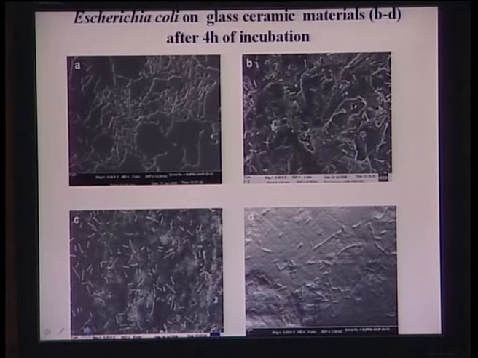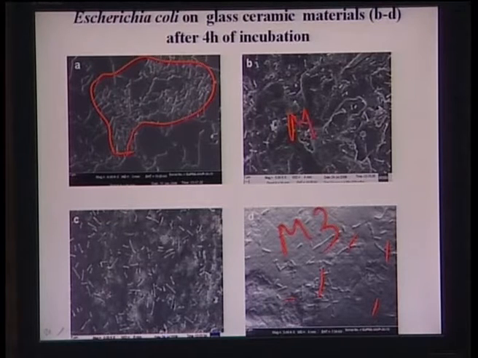Similar observations were also made in the case of Escherichia coli bacteria after 4 hours of incubation. In the control sample, you do notice large aggregates or large colonies of bacteria that are formed. At the M3 surface, there are far fewer bacteria compared to M1 or M2. So M2 here does not show much improvement in antimicrobial property compared to M3 or M1 per se.